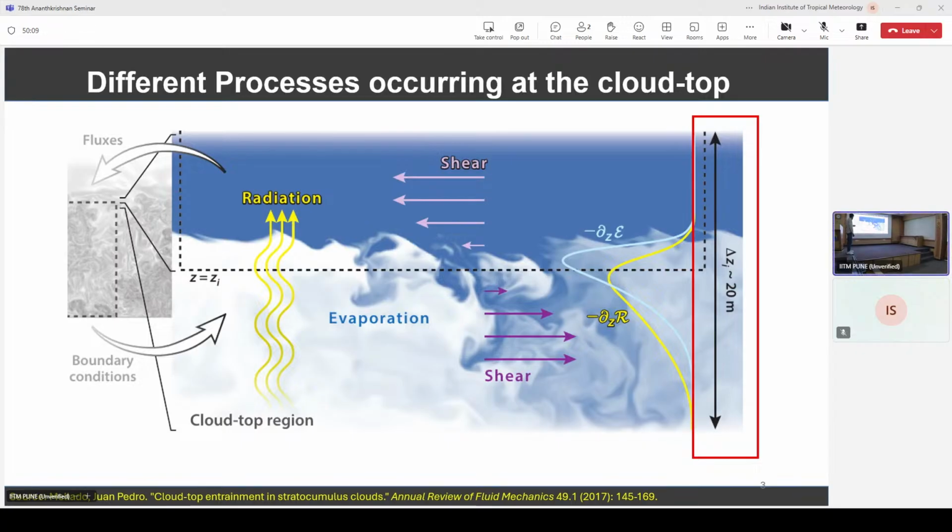So there are many processes occurring at the cloud top, like radiative cooling and heating, as well as evaporation, shear induced mixing, entrainment process and its microphysical response. All these processes lead to radiative cooling rate and evaporative cooling rate. Note that most of the processes are quite limited to 20 meters height of the scale in stratocumulus clouds, and we will see that such things are where the cloud size distribution plays a key role.